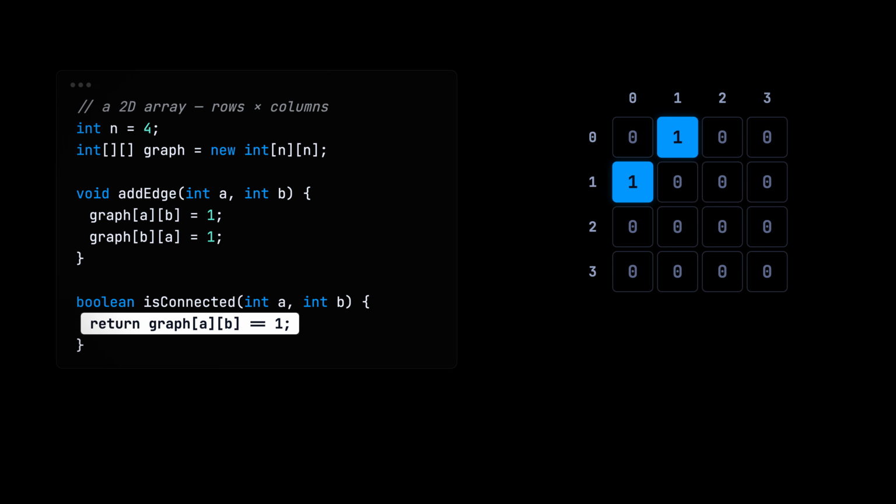And here is the best part. Looking up any box in a grid is instant. It does not matter if you have 10 friends or 10,000. Checking a single box takes the same tiny amount of time. That is the superpower of the adjacency matrix.